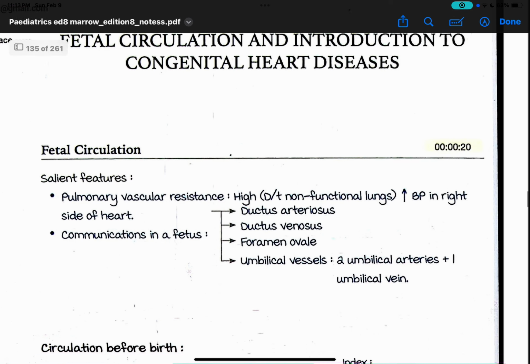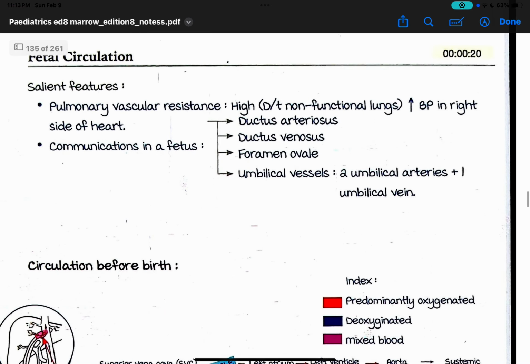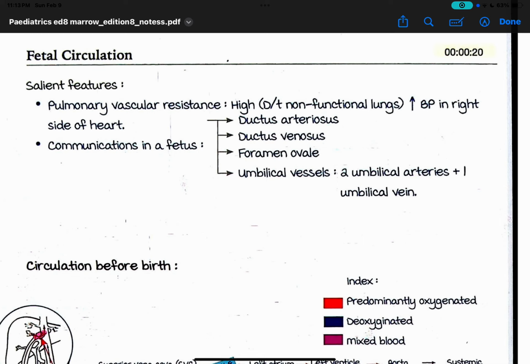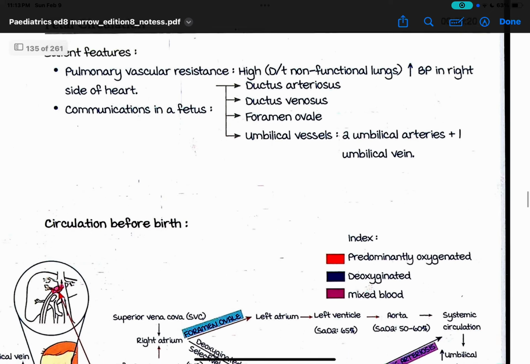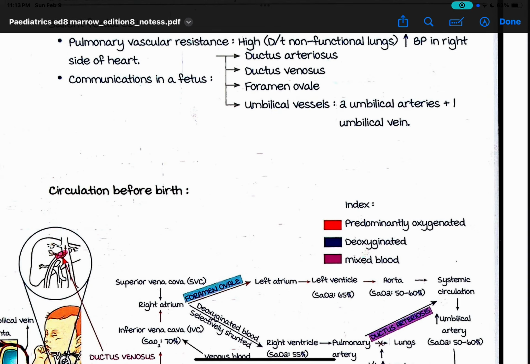Fetal circulation and introduction to congenital heart diseases. Fetal circulation, salient features. Pulmonary vascular resistance is high due to non-functional lungs, with increased blood pressure on the right side of the heart. Why is the pulmonary vascular resistance high? Due to ductus arteriosus, ductus venosus, foramen ovale, and umbilical vessels: two umbilical arteries plus one umbilical vein. These are the communications in a fetus.